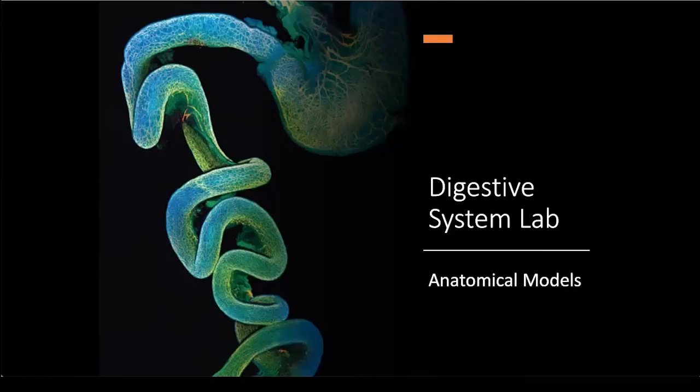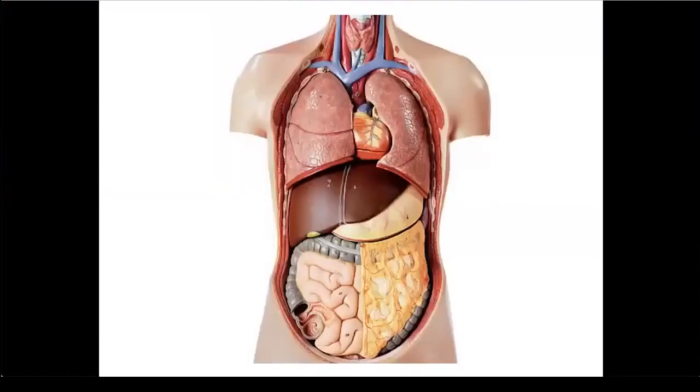In this video, I will cover the anatomical models for the digestive system lab. I'll begin with the torso model. This is the thoracic cavity, and this is the abdominopelvic cavity.